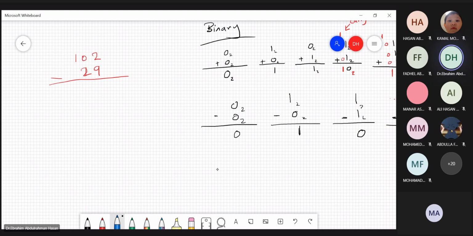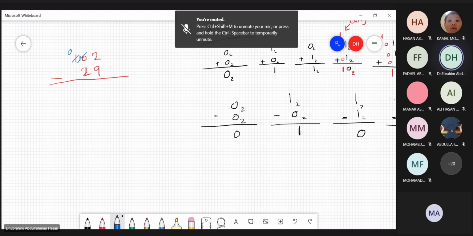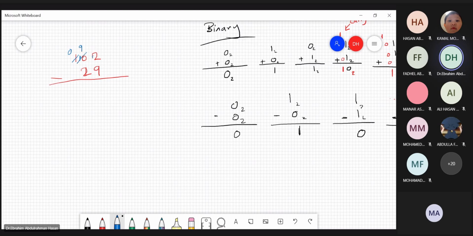And I cannot do it from here because this is 0, so I need to borrow from here. So then this becomes 0. This becomes 10. Okay, then borrow from here now. This becomes 9. Then this becomes 12. So 12 minus 9, it is equal to 3. 9 minus 2, it is equal to 7.